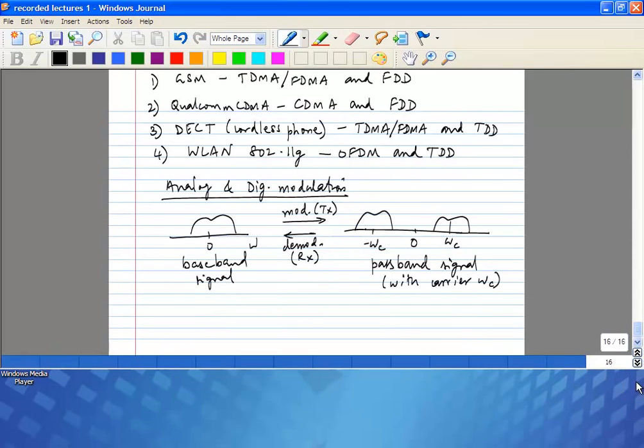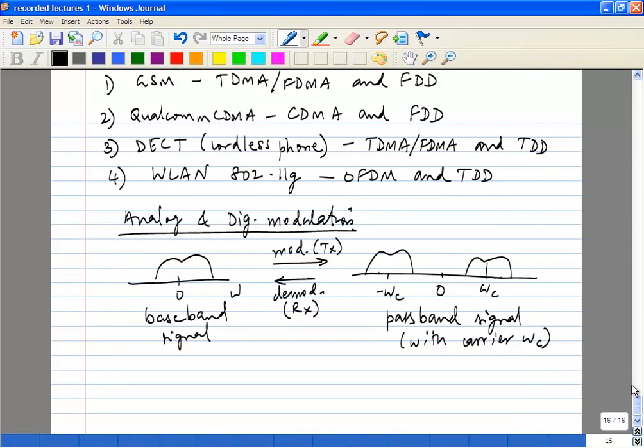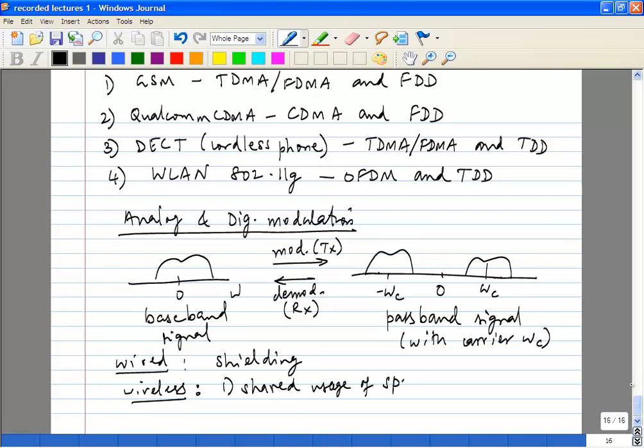Now why do you want to modulate? So the reasons for modulation, so remember RF can be either used in wired or wireless systems. In wired systems you want to modulate because of shielding. So shielding is much better at higher frequencies. And in wireless systems, so one reason is if everybody starts just transmitting at baseband, there is no talk of sharing spectrum. All signals will overlap. So one reason is shared usage of spectrum, and another reason is so that antenna sizes can be smaller. It's usually proportional to the wavelength of the signal you are transmitting.